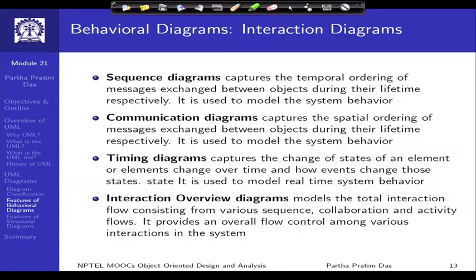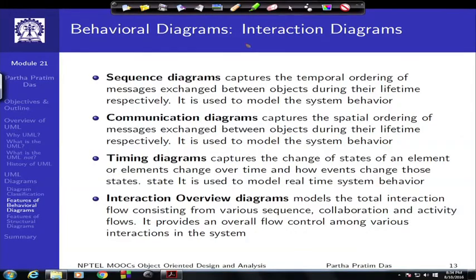The next set of behavioral diagrams are all clubbed into one subcategory known as interaction diagram, because they define different kinds of interaction behavior. Of that, the sequence diagram is most frequently used, which will tell you what is the order of events that happen. The communication diagram will tell us the order in which objects exchange messages.